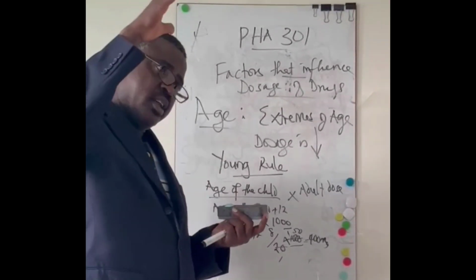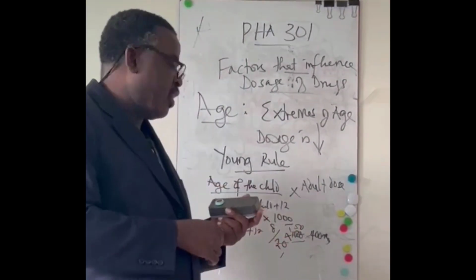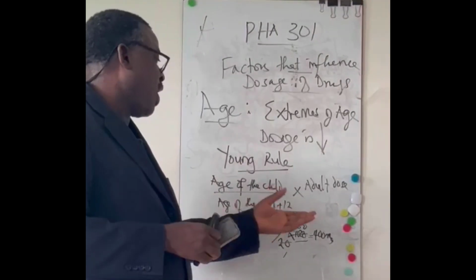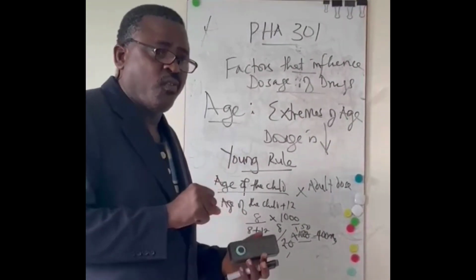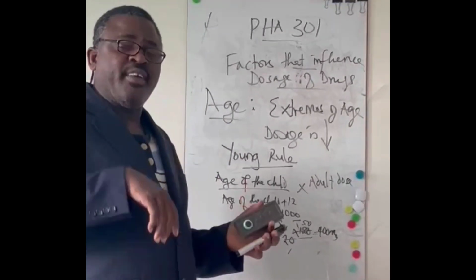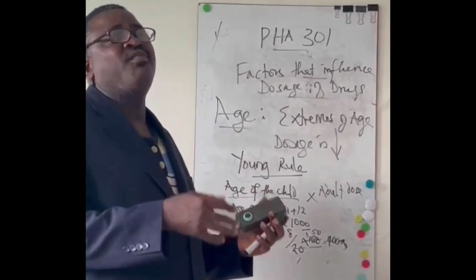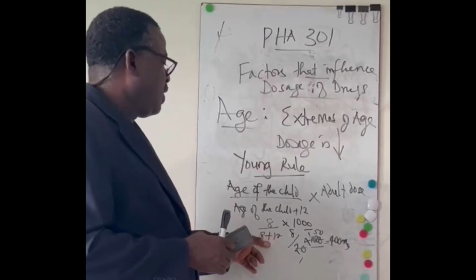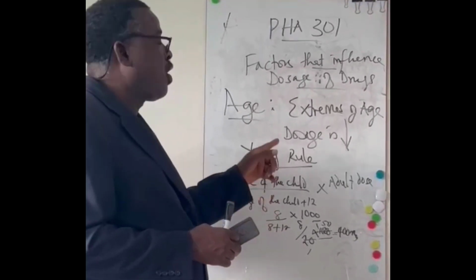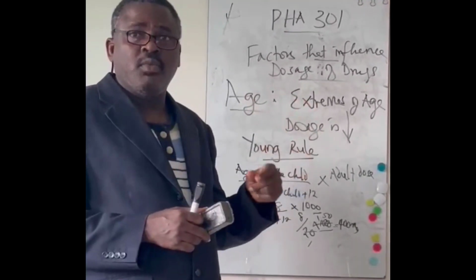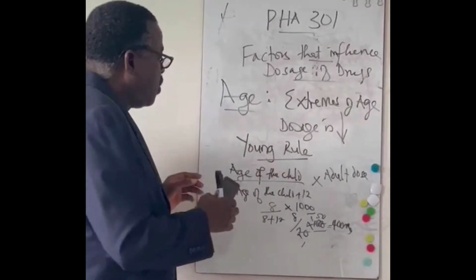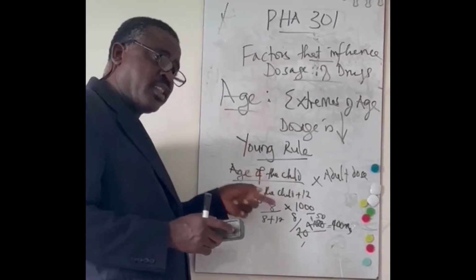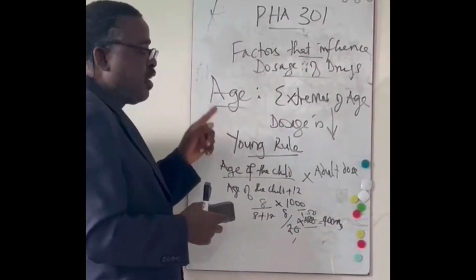If the child is not up to that level, maybe it is 4 years or so, you know how much it will take. That is why you have the syrup for children, and they will say 125 milligrams in 5 ml. They use Young's rule to calculate how much that child will take. That is what they call Young's rule. You need to put that into consideration when you are determining the dose.